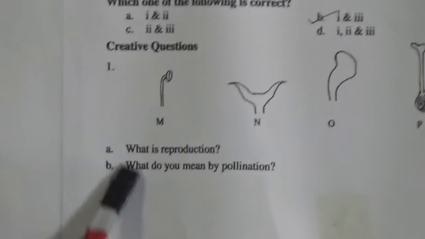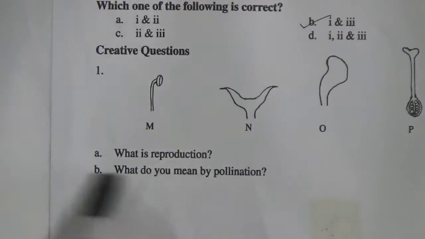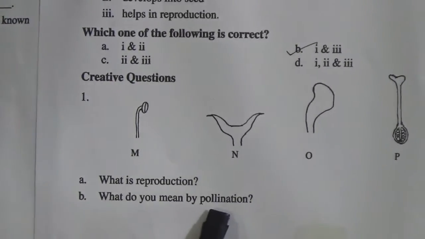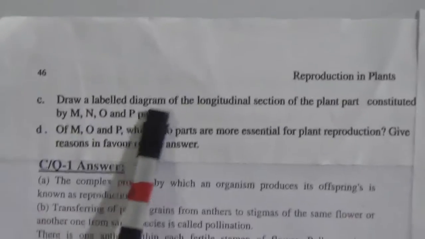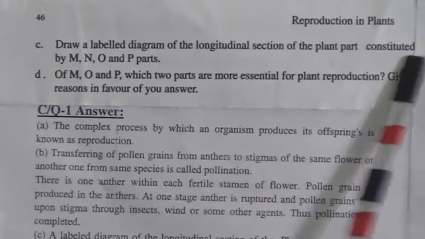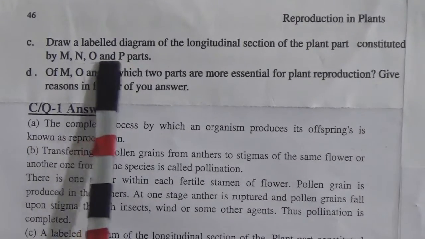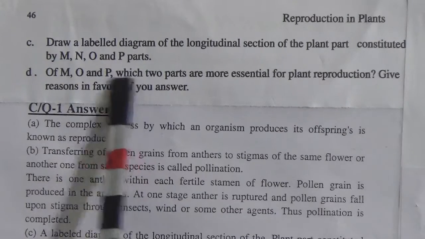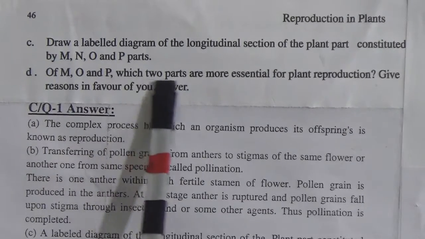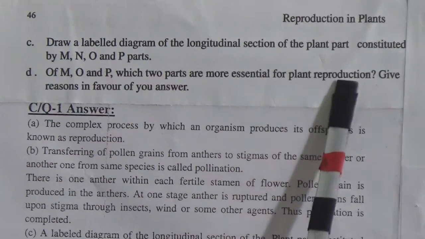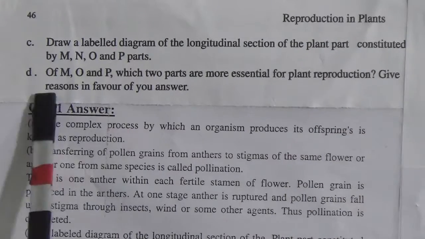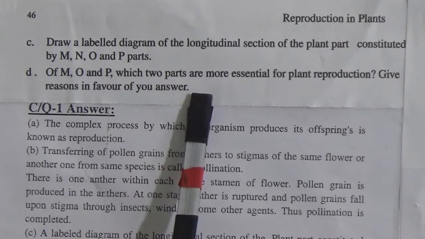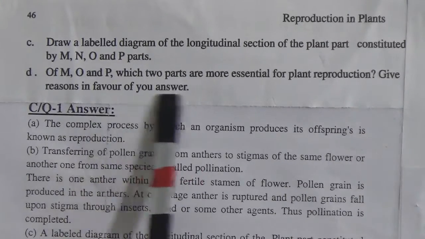Now come to the questions. First question is what is reproduction? Second question is what do you mean by pollination? Third question is draw a labeled diagram of the longitudinal section of the plant part constituted by M, N, O and P parts. And D is, of M, O and P, which 2 parts are more essential for plant reproduction? Give reason in favor of your answer.